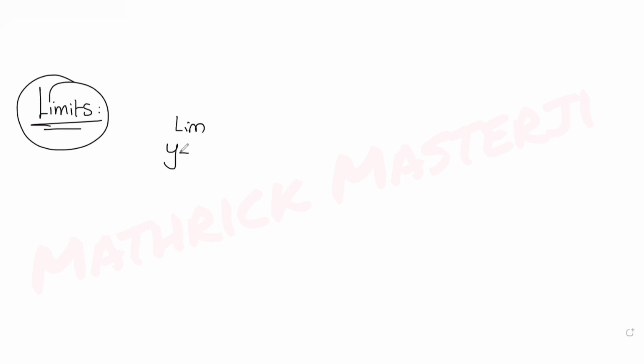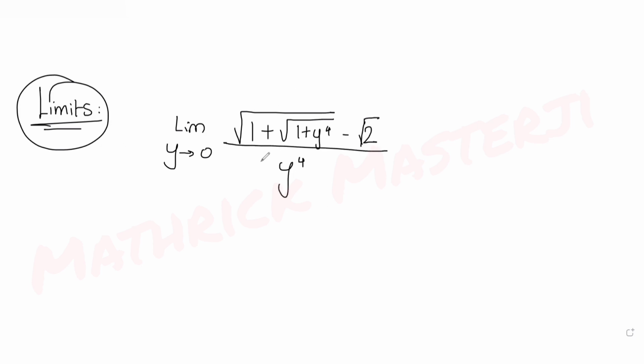Let's see today's question. Today's question we are taking up from the topic of limits. The question tells us to find the limit as y tends to 0 of the expression whose numerator is root of 1 plus root of (1 plus y^4) minus root 2, divided by y^4. So we have been asked to find the limit of this entire expression.